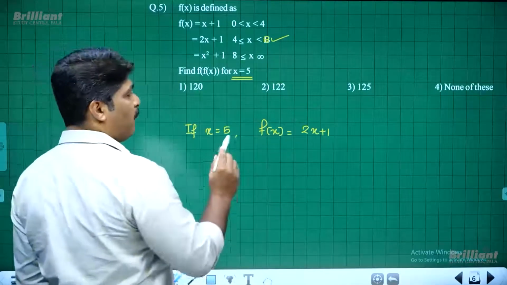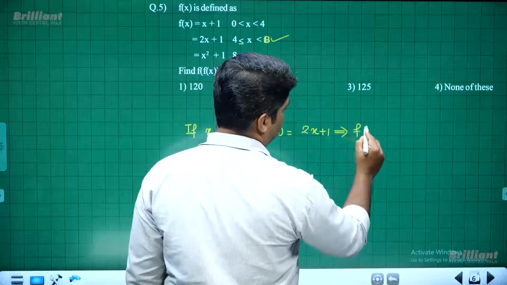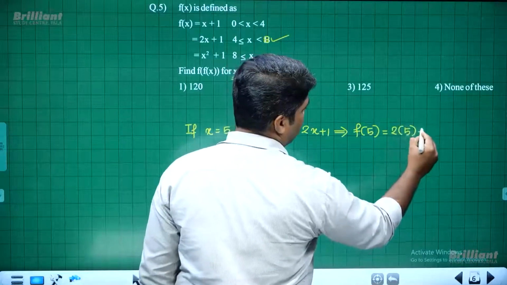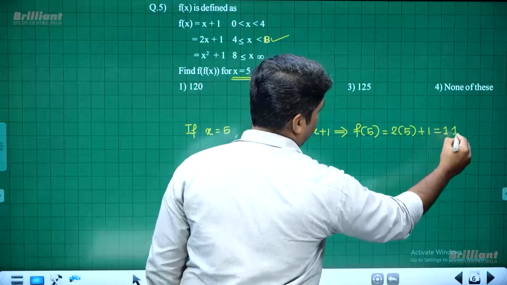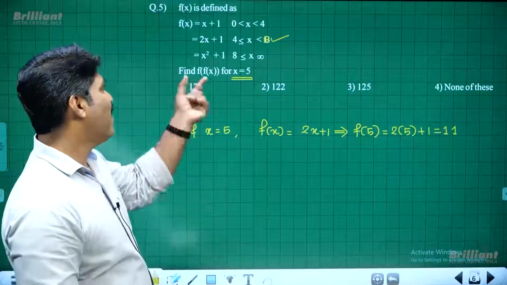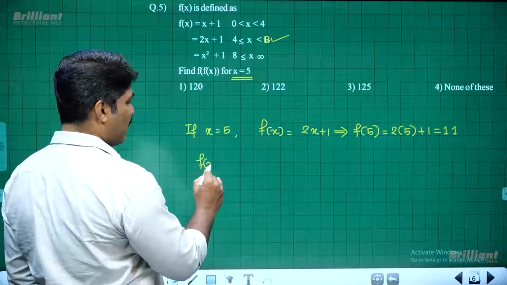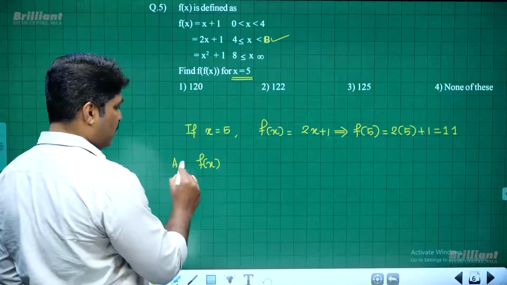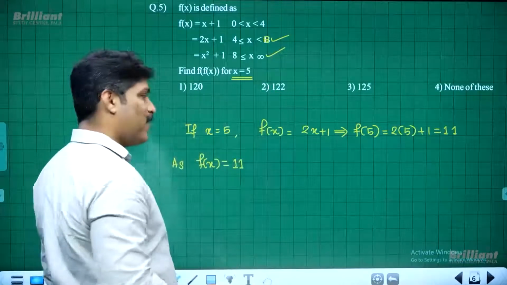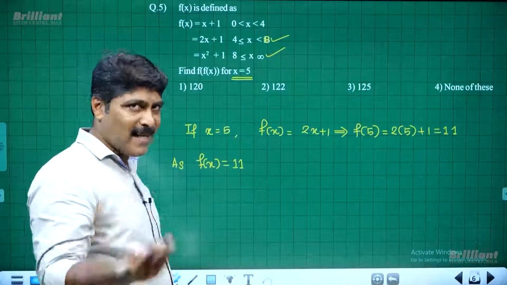So therefore, we can easily find out what is f of 5. So what is it? 2 into 5 plus 1, which is equal to 11. Then we are considering now, what is the value of f of f of x? Here f of 5 is equal to 11. Now the range is this one. So here the range of f of x is this one, that this is greater than 8.